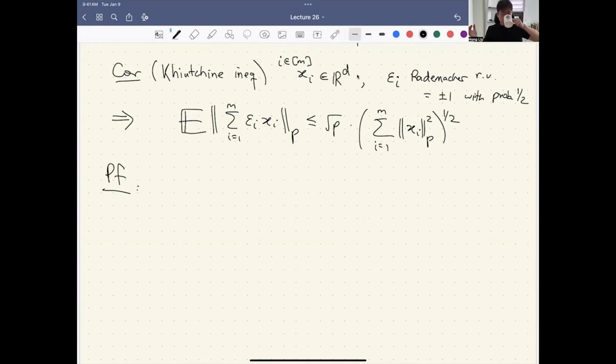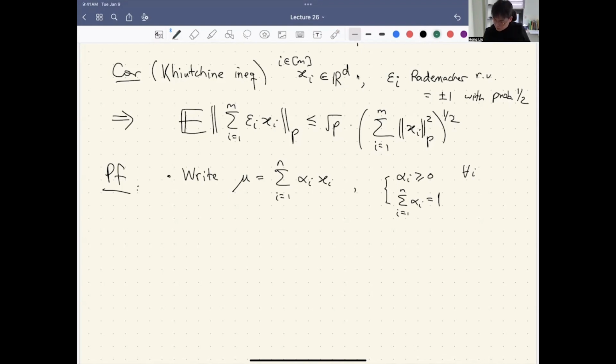Let's first write it as a convex combination. What it means is that, since mu is in the convex hull, we write mu to be the sum of alpha_i x_i, the points in X, where the alpha_i are all non-negative, and the sum of alpha_i is 1. This is what is meant by convex combination.